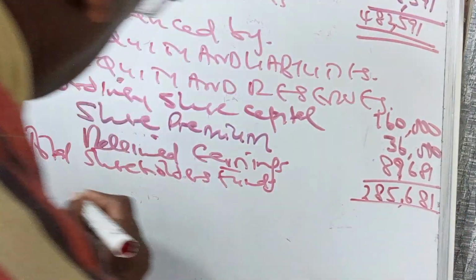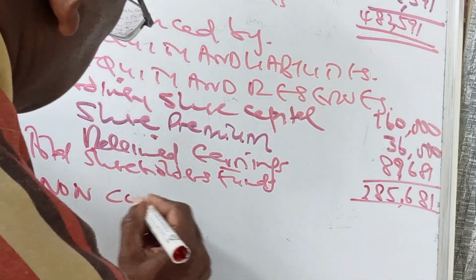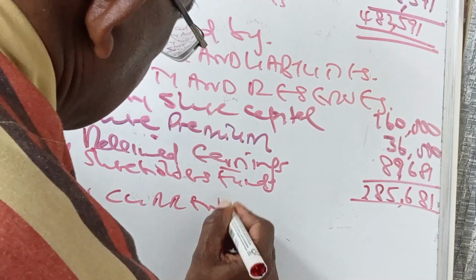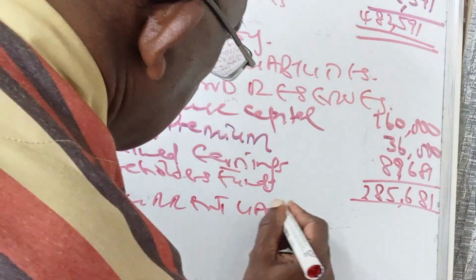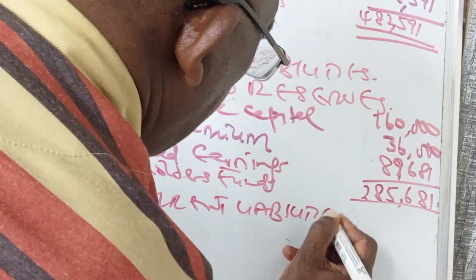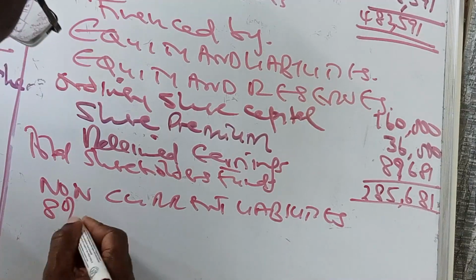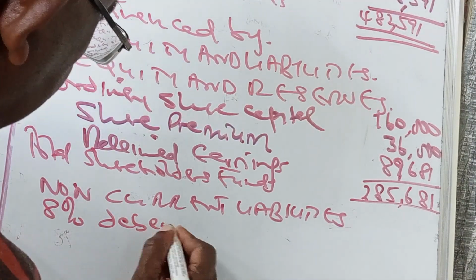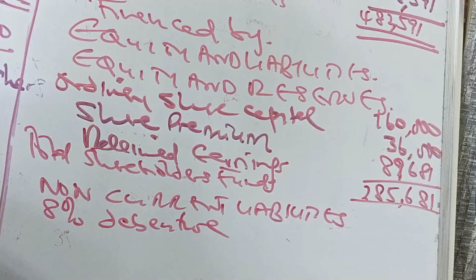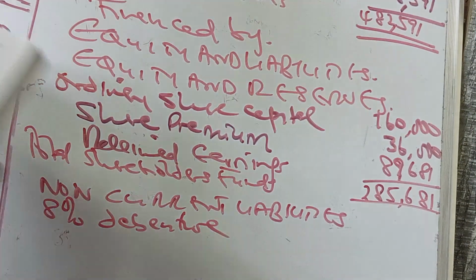And therefore, we look now for non-current liabilities. We know that our non-current liabilities include something called 8% debentures. And the amount for the 8% debentures is 60,000.